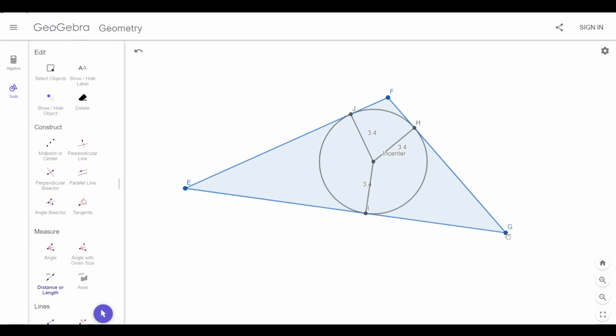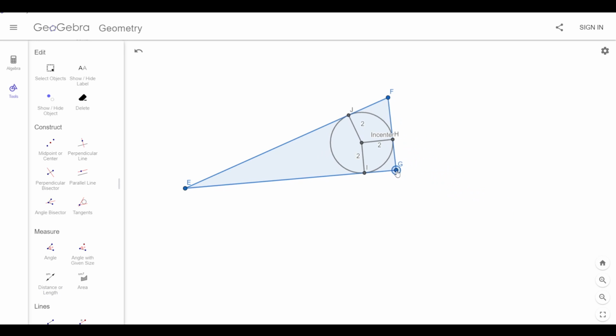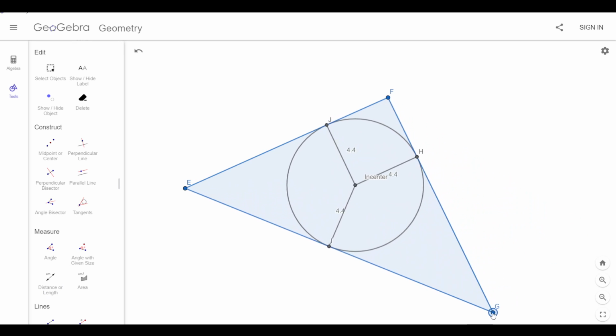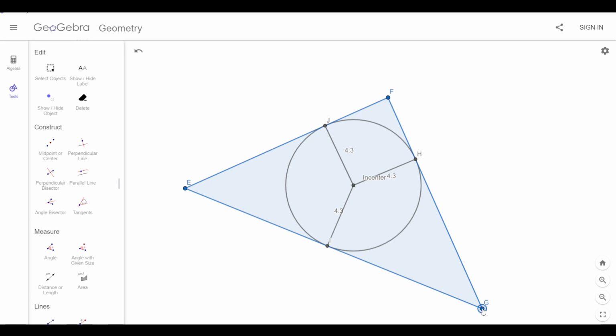Now, if I change the size of the triangle, what do you think is going to happen to those lengths? They're going to change as well, aren't they? See, there's 1.92 and it changes. But if you notice, every single time, every one of those segments are the same, aren't they?